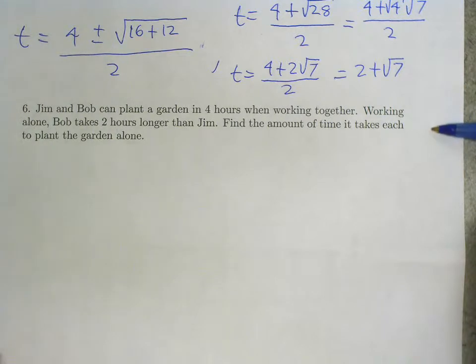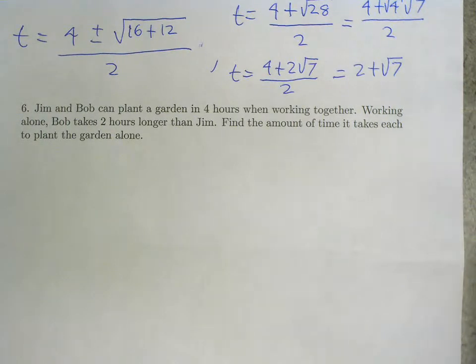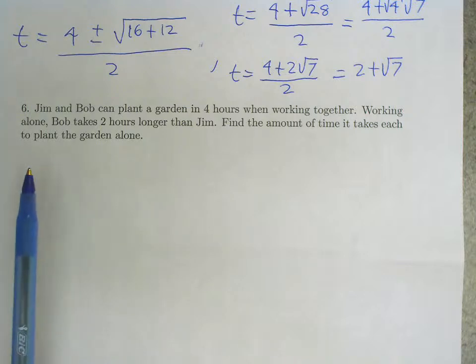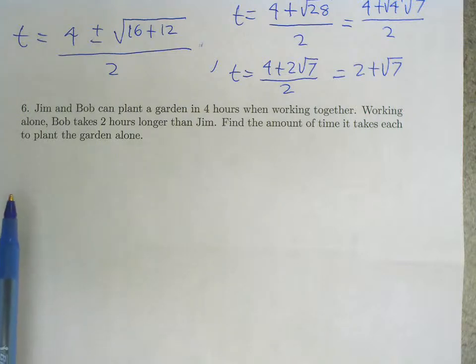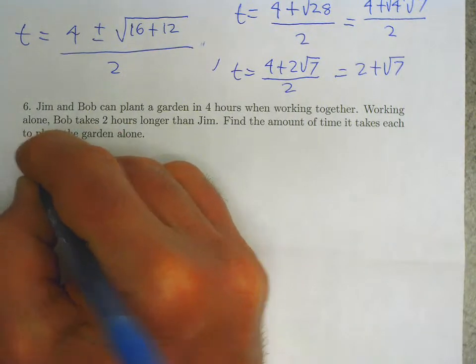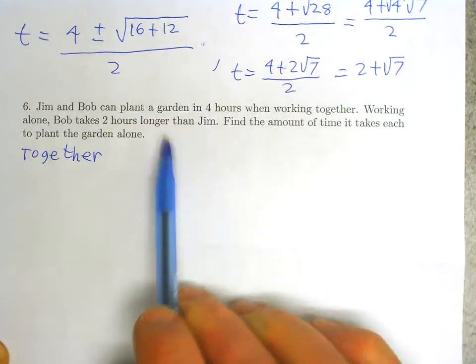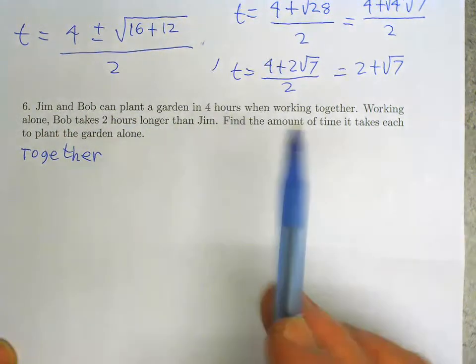Equations in work problems have the form rate times time equals 1. Well, 1 refers to the job or the task that they are accomplishing. And we have 3 scenarios. Jim and Bob can work together, or they can each work separately. And when they work together, we're told that they can plant a garden in 4 hours.